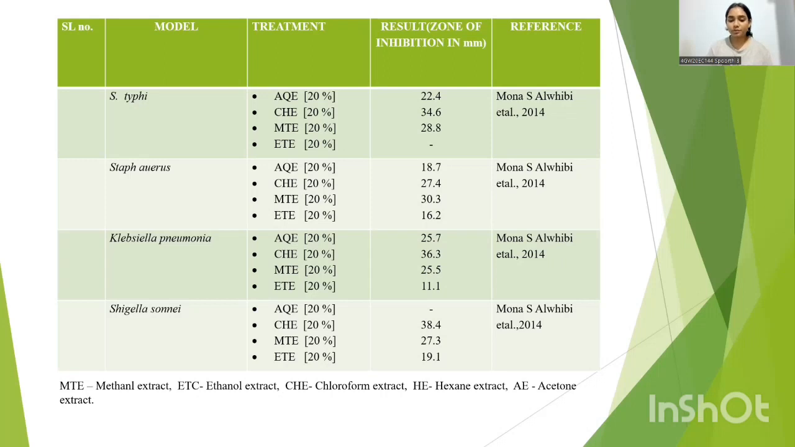In Klebsiella pneumoniae, the aqueous extract of 20% per milliliter showed 25.7 millimeter of zone of inhibition, whereas chloroform, methanol, and ethanol showed 36.3, 25.5, and 11.1 millimeter of zone of inhibition, respectively. In Shigella sonnei, the aqueous extract showed a nil zone of inhibition, whereas chloroform, methanol, and ethanol showed 38.4, 27.3, and 19.1 millimeter of zone of inhibition.